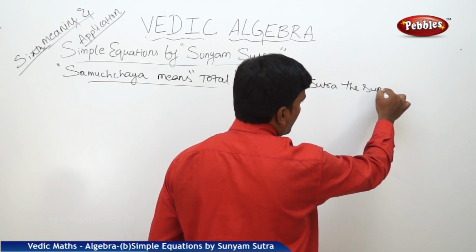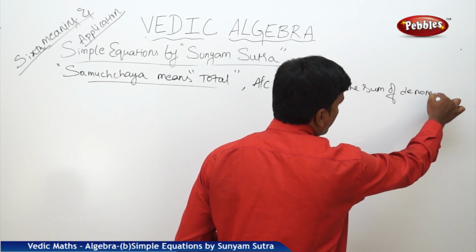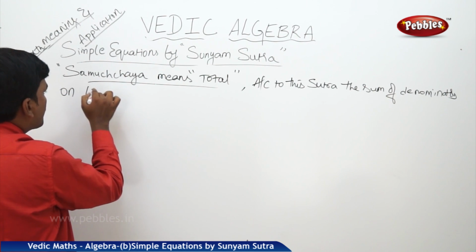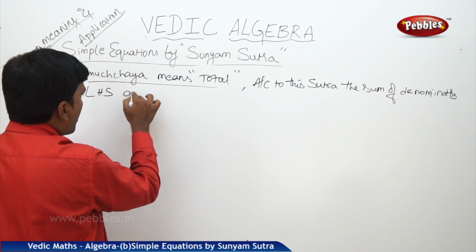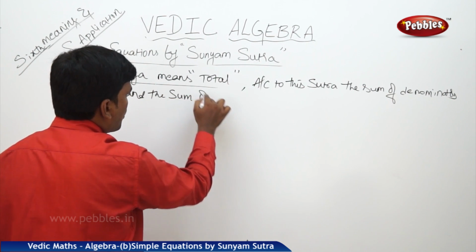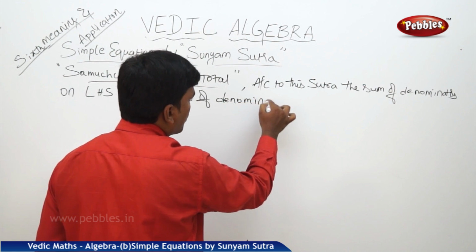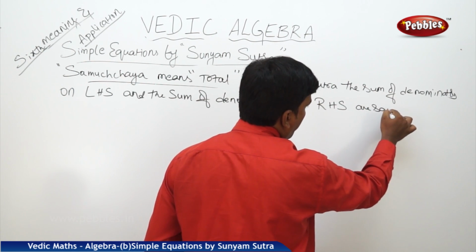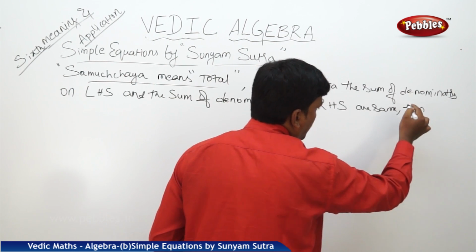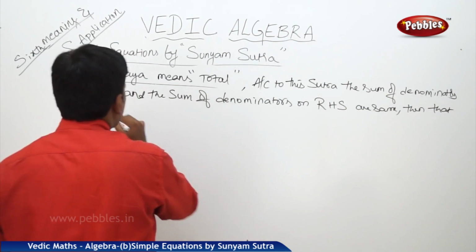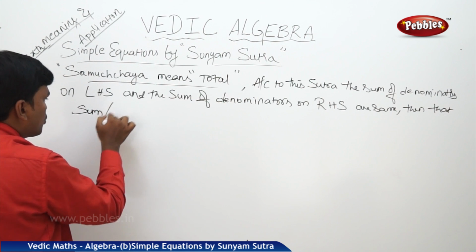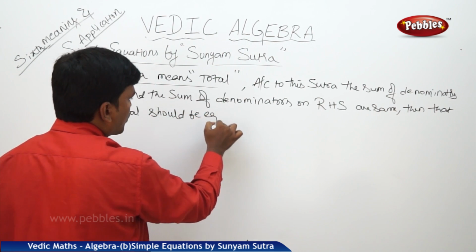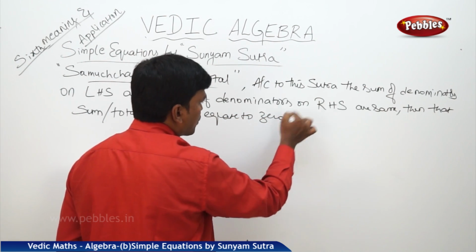the sum of denominators on LHS, that is left hand side, and the sum of denominators on RHS are same, then that sum, or what we can say total, should be equated to 0 to get the solution.